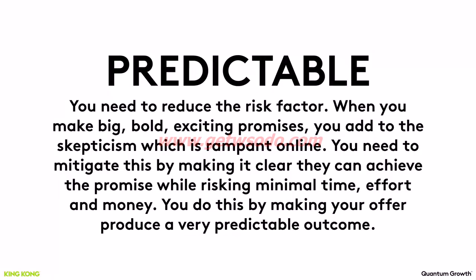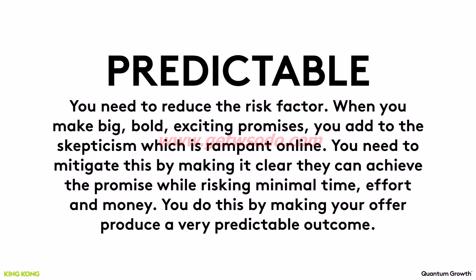Predictable. You need to reduce the risk factor. When you make a big, bold, exciting promise, you add to that promise, automatically by default, skepticism. And skepticism is already rampant in the marketplace, and you've just made it even more rampant by making a big, bold promise. You need to mitigate this by making it clear that they can achieve the promise while risking minimal time, effort, and money, thus making your offer predictable.